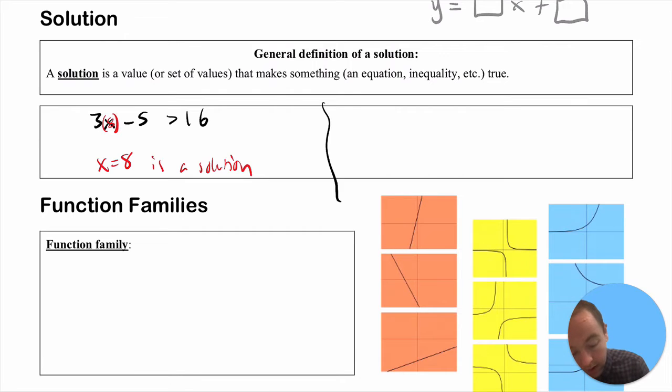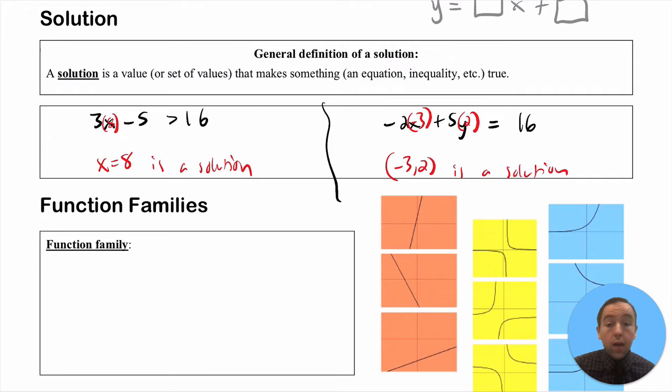Now, you also can have ordered pairs that might be solutions to things at times. So if you have an equation like negative 2x plus 5y is equal to, say, 16, then it turns out that the ordered pair negative 3, 2 is a solution to that, because if you put in negative 3 there and 2 right there, you do end up getting a sum that's exactly equal to 16. That's what it means to be a solution, and that's really important because if it's a solution to an equation or inequality, it's going to be a point that's reflected in the graph of that particular relation.